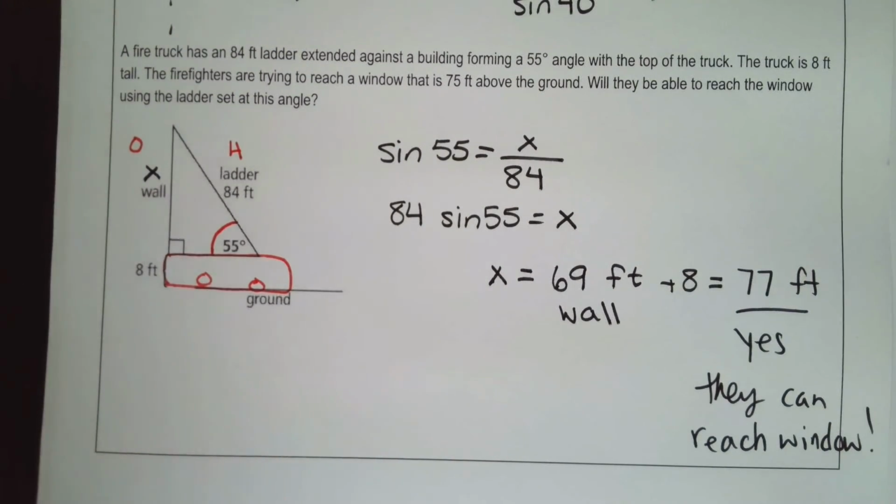So it's okay if they went a little bit above. We would not want the length to be short. So yes, this will reach. And there you are, using trig to solve for the sides of a right triangle.